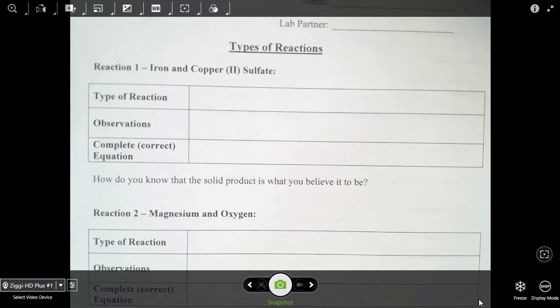We should be able to write formulas. We should be able to decide what type of reaction it is based on the reactants. We should be able to predict what those products are going to be. We're kind of learning that and practicing that today. And then, of course, we need to be able to balance the equation. And those are the skills that you're going to have for the quiz that's coming up.